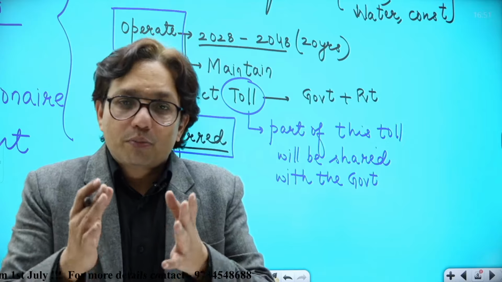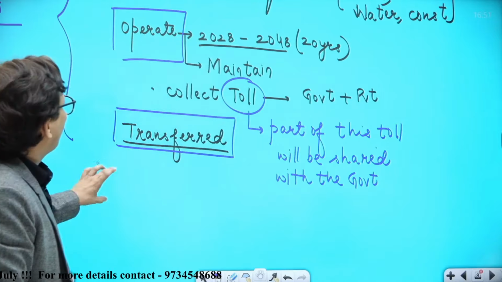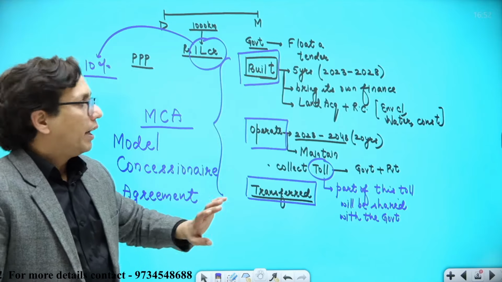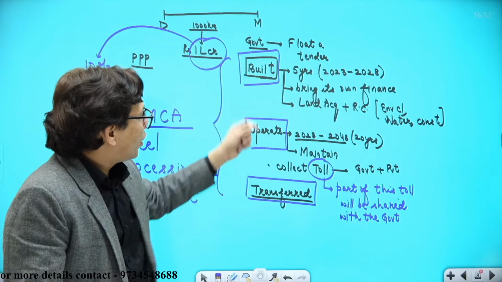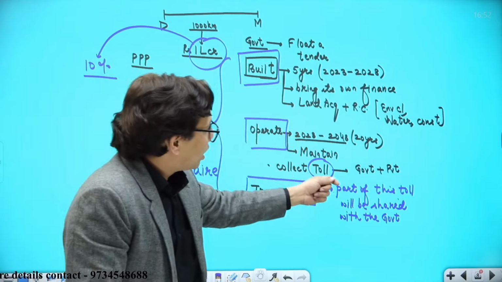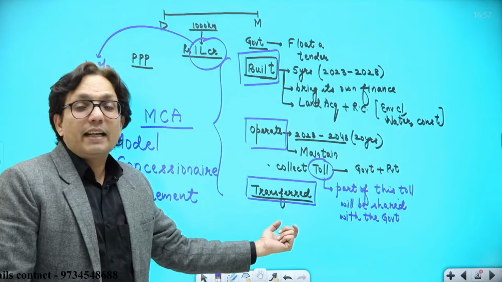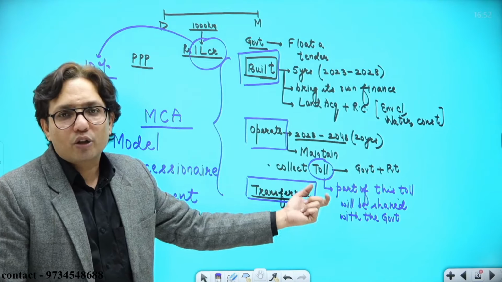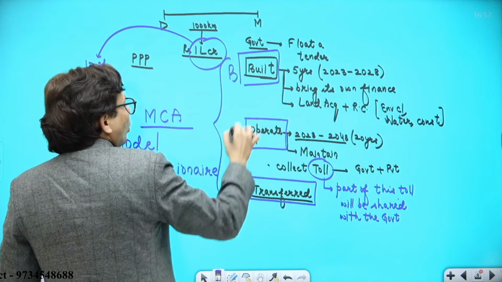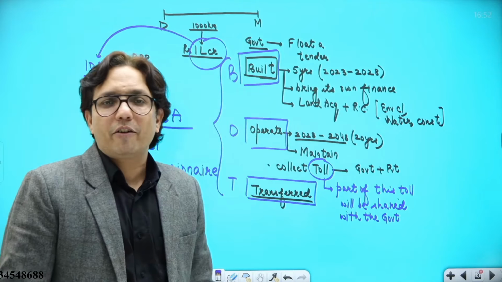And that is how this model works. That is, a private party would be building the expressway. It would also be responsible for operation and maintenance. During the operation and maintenance period, it will be collecting the toll and sharing with the government. And then once the period is over, the asset or the road is transferred back to the government. This is actually build, operate, transfer model of public-private partnership.